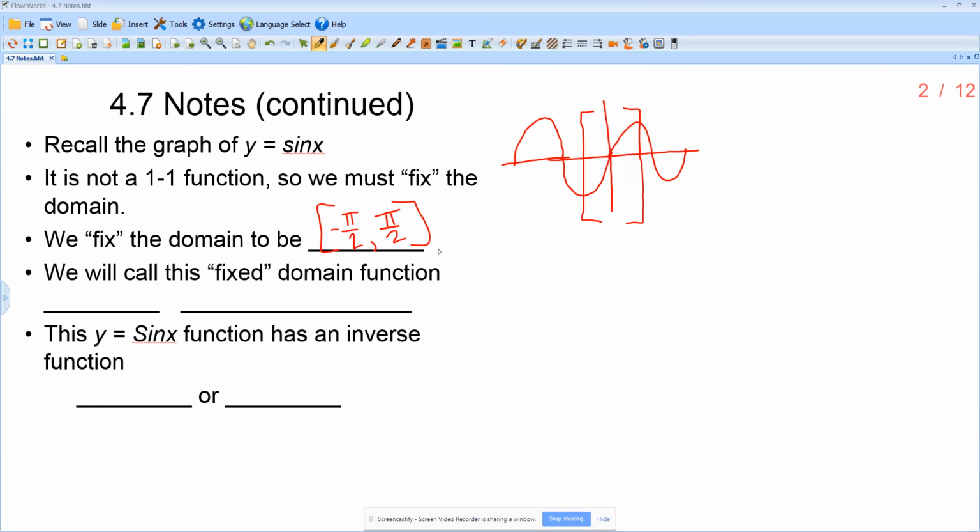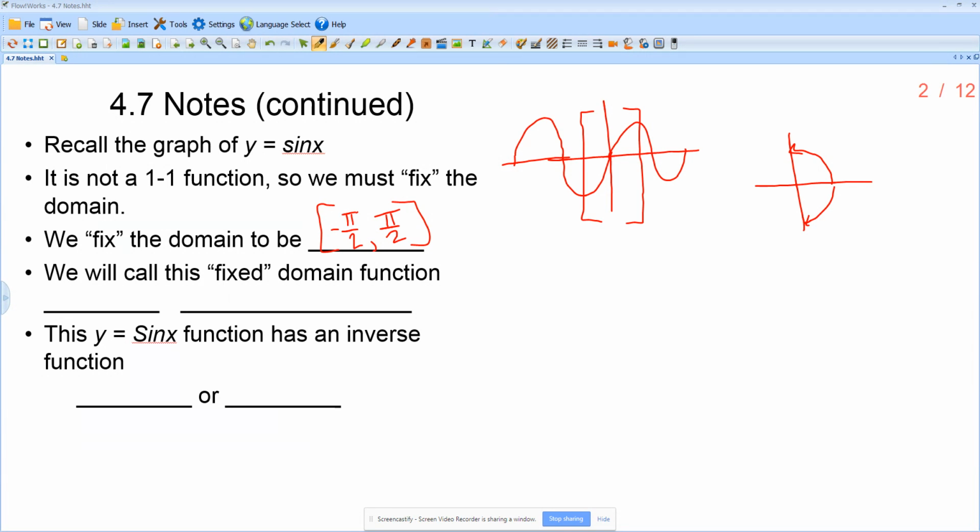If you were to look at your unit circle and think about sine, from negative pi halves to positive pi halves, none of those y values would be repeated. Because if I'm talking about negative pi halves, I'm talking about here. Up to positive pi halves, I'm talking about here. None of these y values will be the same, which is why we can restrict it in this way.